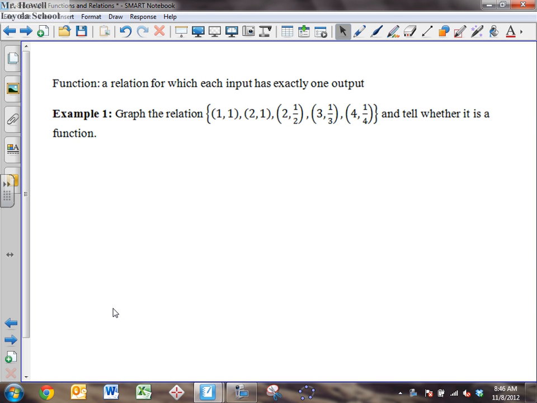All right. So let's start with the first example from this. First example, graph the relation (1, 1), (2, 1), (2, 1/2), (3, 1/3), and then (4, 1/4). That's what we're going to do. We're going to graph this relation.